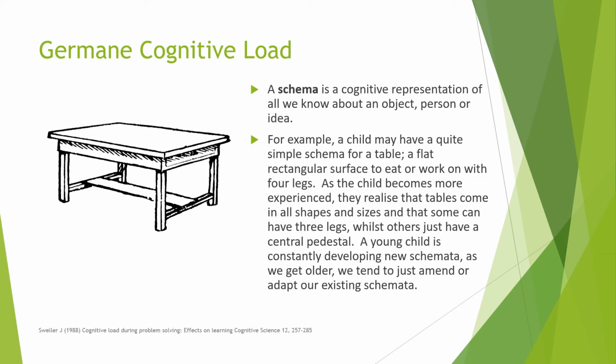A really simple idea of a schema is a very young child might have a schema for a table, which is a flat rectangular surface to eat or work on with 4 legs. As the child becomes more experienced, they adapt that schema because they realise that tables come in all shapes and sizes, big ones, high ones, low ones, round ones, triangular ones, circular ones. They realise that some have 3 legs, others just have a central pedestal. A young child is constantly developing new schemata, but as we get older, we tend just to amend or adapt our existing schemata.